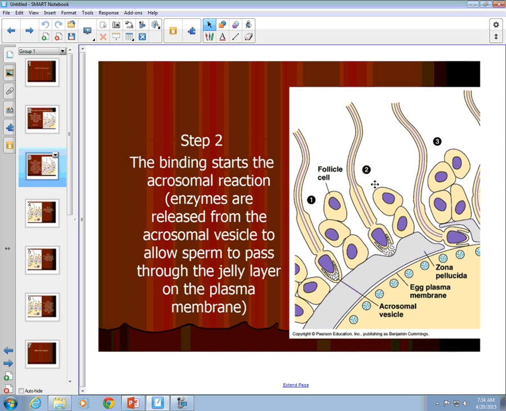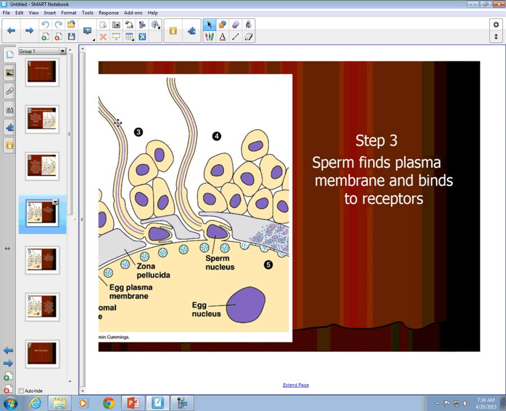The next thing that happens is that the binding site where that receptor molecule was starts an acrosomal reaction, and what happens there is that the sperm brought some enzymes with it, and it's going to start to break apart this pellucida area so that it's kind of like a jelly layer, and it's going to use those enzymes to break through that. The next step is that the sperm will find the plasma membrane and bind to receptors on the membrane. So multi steps just to get to the plasma membrane.